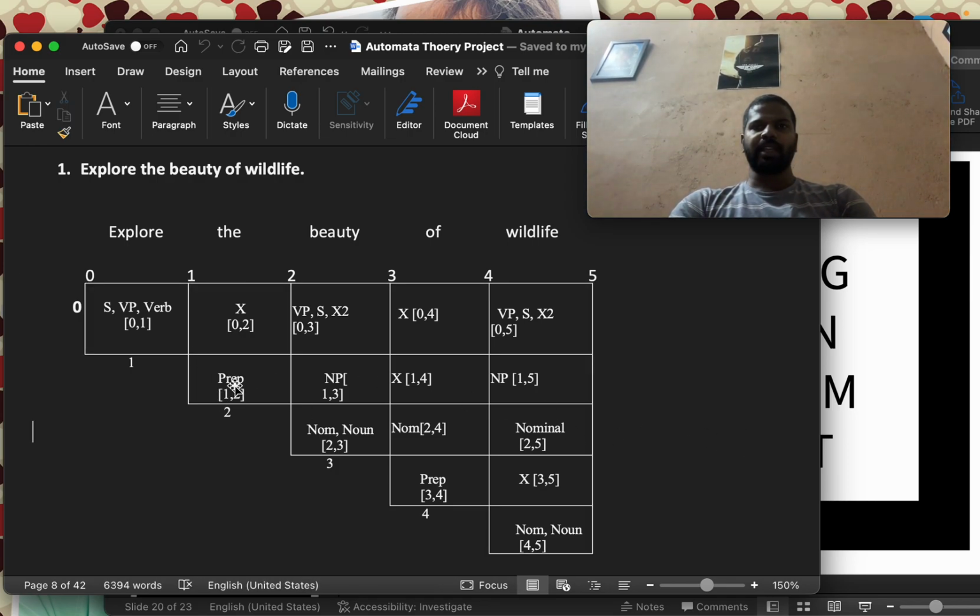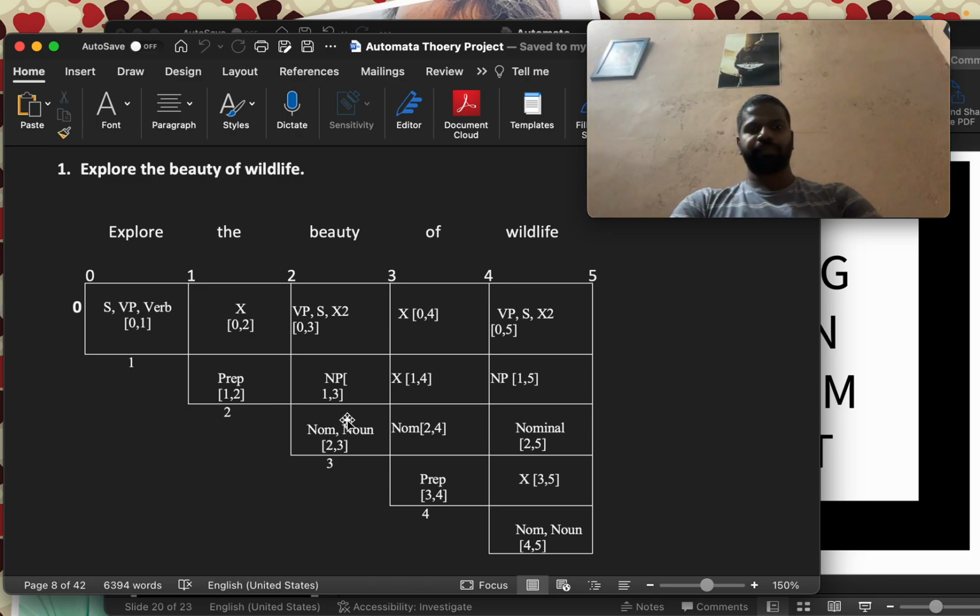This step indicates that the word at position 1 2 in the input sentence can be derived as a non-terminal symbol preposition, and 0 2. 0 2 is a combination of 0 1, 1 2, and here SVP verb and preposition combines to give a new non-terminal X. This step combines the previously derived non-terminal symbols from 0 1 SVP verb and from 1 2 preposition to form a new symbol X.